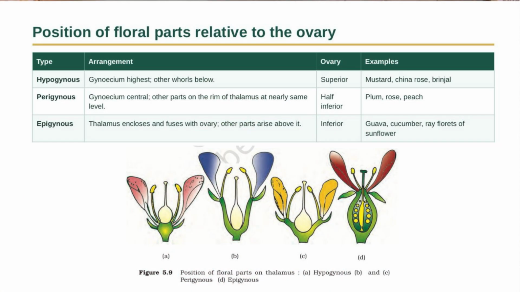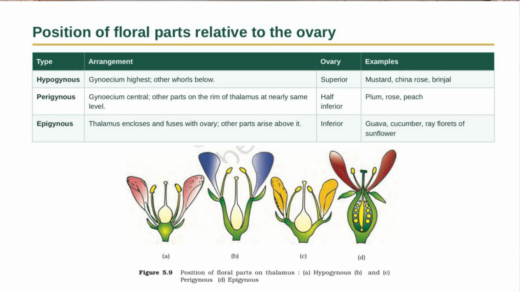Next, position of the ovary on the thalamus. If the ovary is at the topmost position and the other whorls are below it, then this ovary is said to be a superior ovary or a hypogynous ovary. Hypogynous, the other whorls are below the gynoecium. That's why hypogynous ovary. Examples given are mustard, china rose, brinjal. Then, if the ovary is situated in a cup-like depression such that the other floral whorls are around the rim of the receptacle, almost at the same level as the ovary, that is called a perigynous flower. Examples cited are peach, rose and plum.